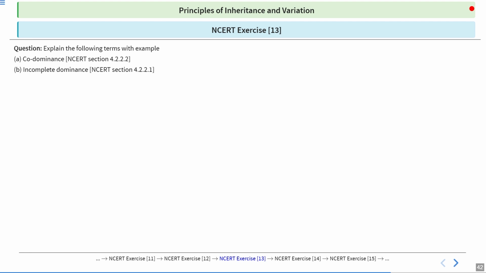The next question: you have to explain the following terms with the help of examples. You have to explain what is codominance and what is incomplete dominance. Both of them are deviations from Mendel's law of inheritance. Mendel talked about the law of dominance, that one of the genes masks the expression of the other allele. So these both are deviations. So what will be the answer for this question now?